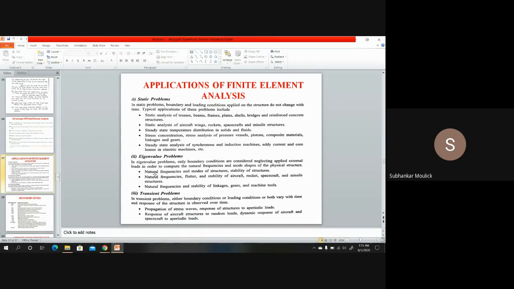For example, if I have a simply supported beam and I apply a UDL on it, then that beam will bend. I have to find out with the help of FEM the nature of that bending phenomenon. In that case I will not consider the load. I will consider that since it is a simply supported beam, it is fixed at both ends. With the help of that boundary condition, how will I model my problem?